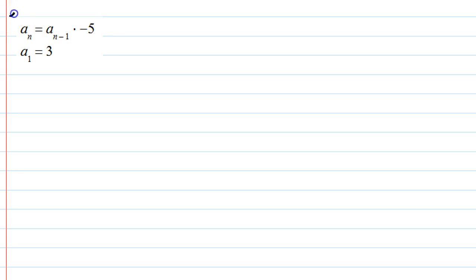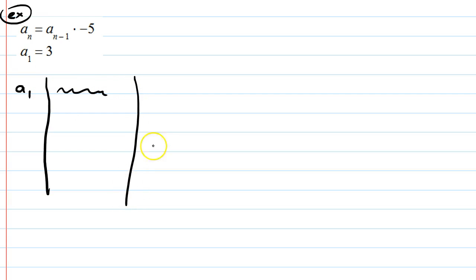Alright, so here's another example. Pause the video and then try it on your own. Alright, so the first term is given to us, so there's no work. So the first term is 3. So to find the second term, I need to use the answer from the first term. And so it's going to be 3 times -5. Again, I don't know why they write it this way, but I'm going to go ahead and just put parentheses around it. So I get -15.